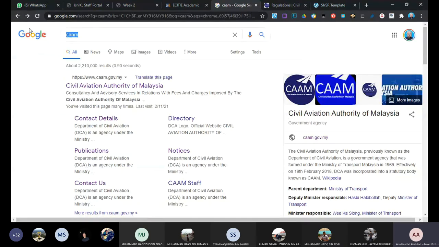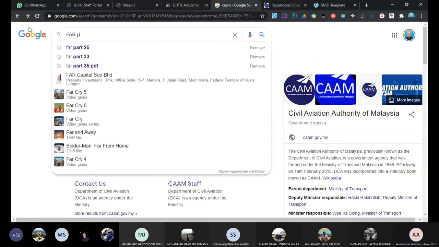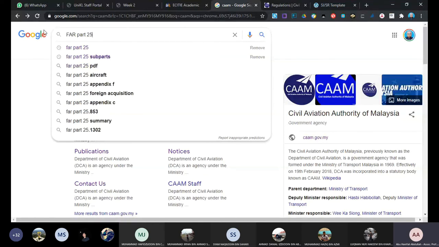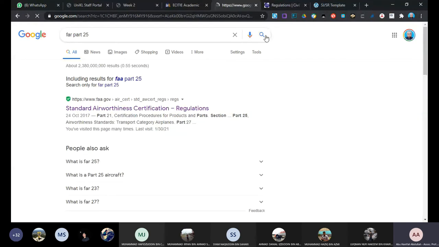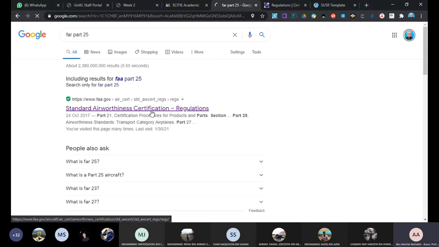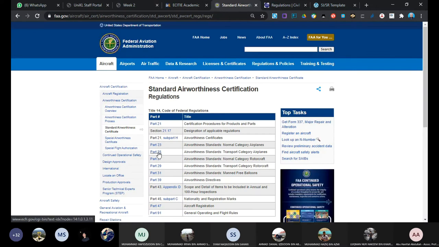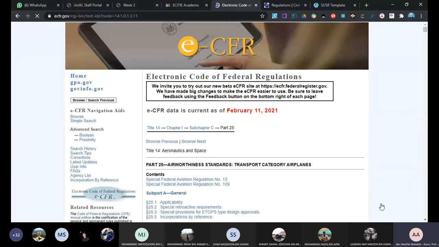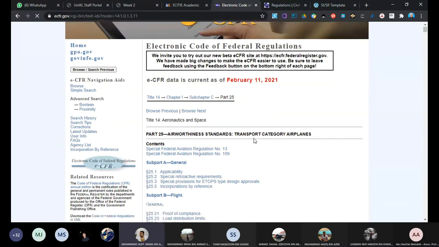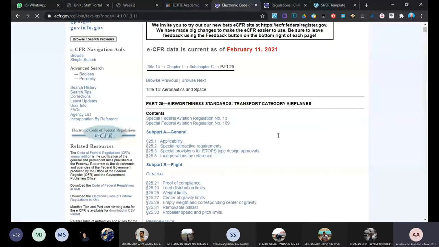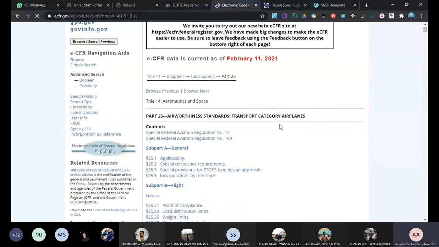Let me take one of it. Let's go for example FAR Part 25. This is airworthiness requirement for the Airbus, for the Boeing aircraft. You see my page or you just losing it? You see it. Okay, you see here Part 25 Airworthiness Standard Transport Category Airplane. This is used to design Boeing aircraft. Aircraft are designed to this requirement.